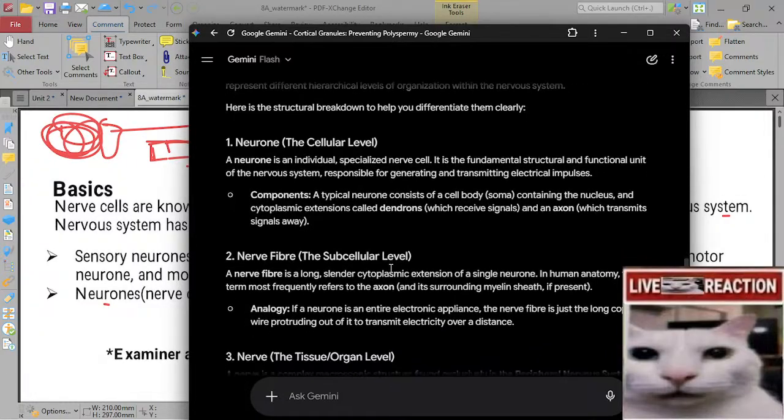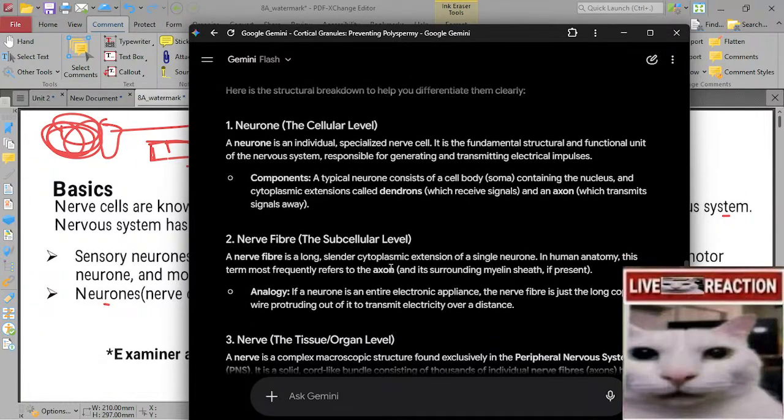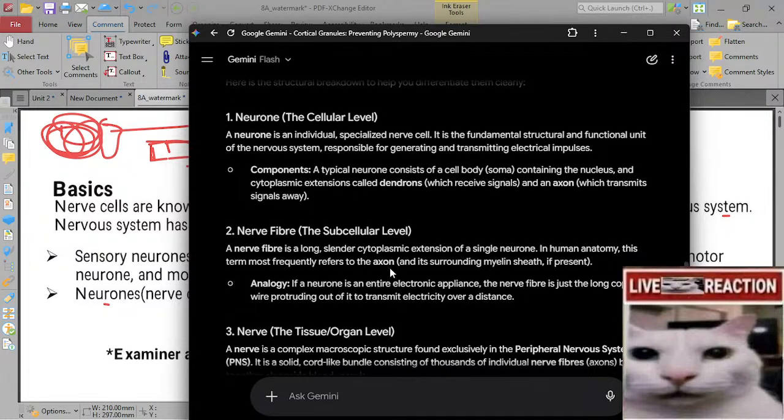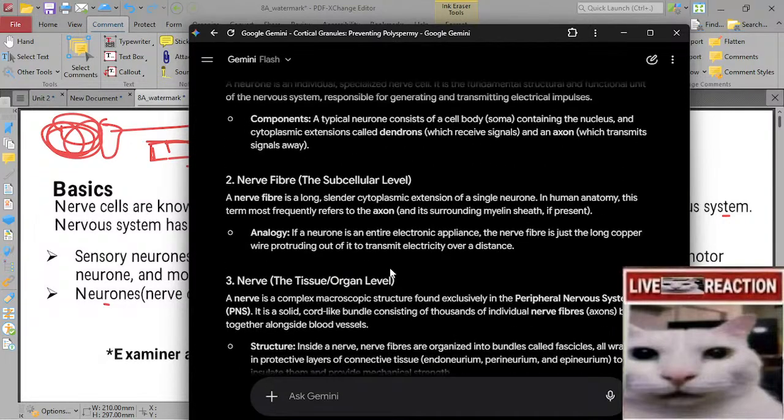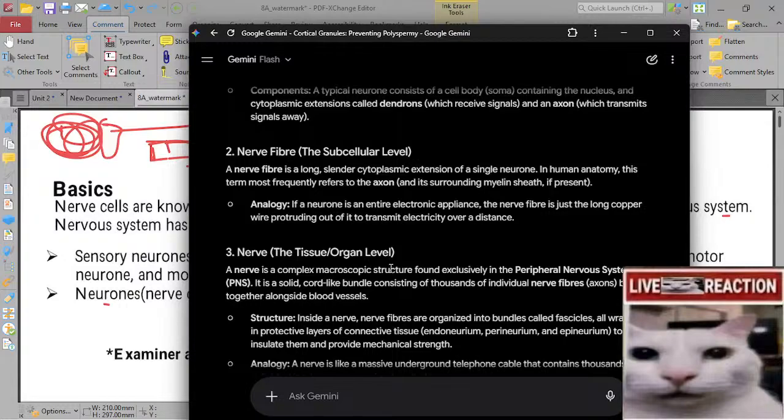So, individual specialized nerve cell. Okay. It consists of a cell body, which is a soma. Oh yeah, I forgot about that. Containing the nucleus and the cytoplasmic extensions called dendrons, and an axon. So the main parts are the cell body, which contains the nucleus, as well as extensions called dendrons, which receive the signals, and axons, which transmit the signals away. So the cell body, the receiver, and then the transmitter, or like the shooty guy.